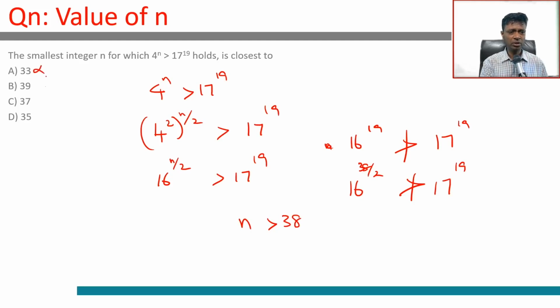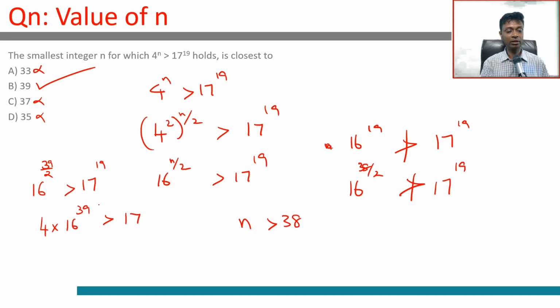So 33 doesn't work, 37 doesn't work, 35 doesn't work. Bam, we've got this. We need to now think that 16 power 39 by 2 is greater than 17 power 19. Fine. It should be, I'm not saying it is not. This is 4 into 16 power 19, which is greater than 16 power 19, which is greater than 17 power 19. 4 is greater than 17 by 16 whole power 19.